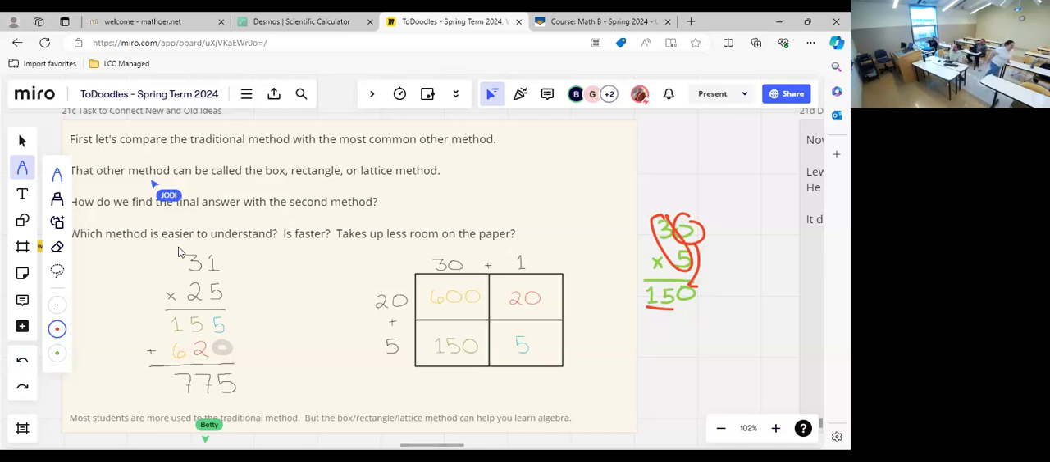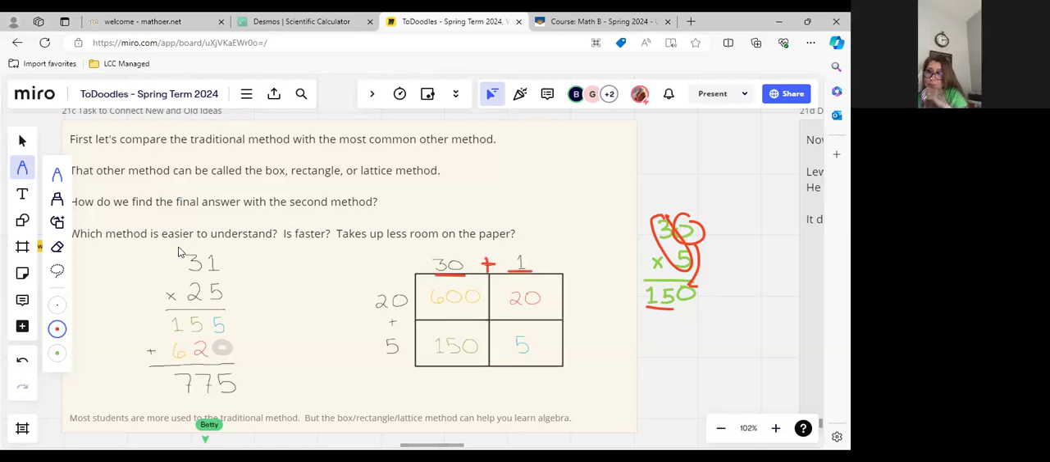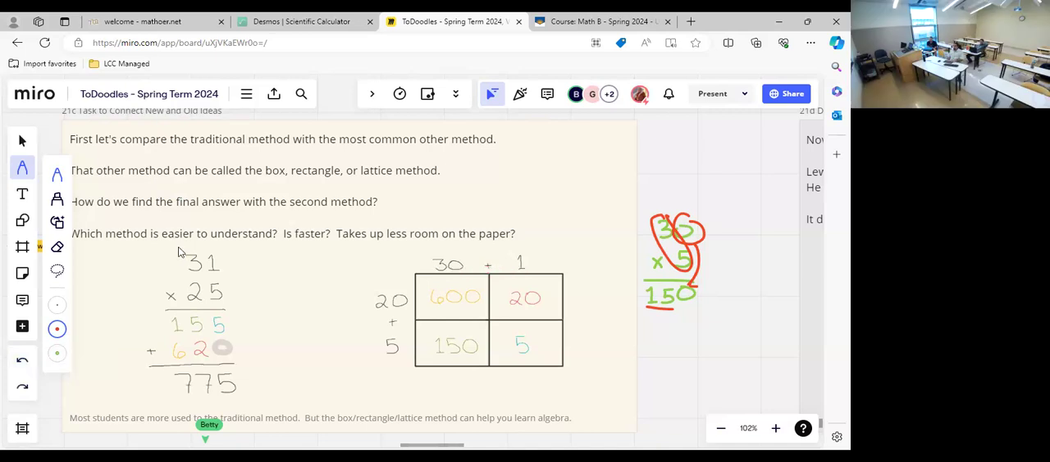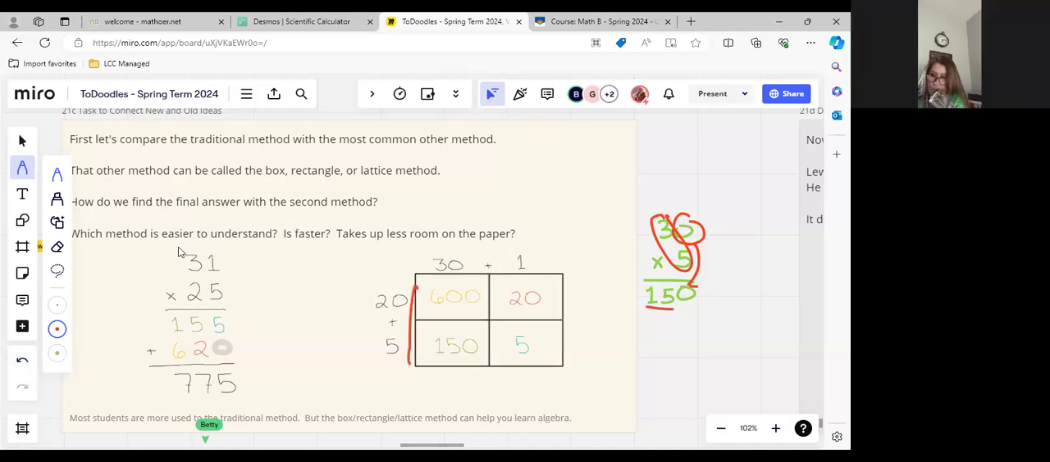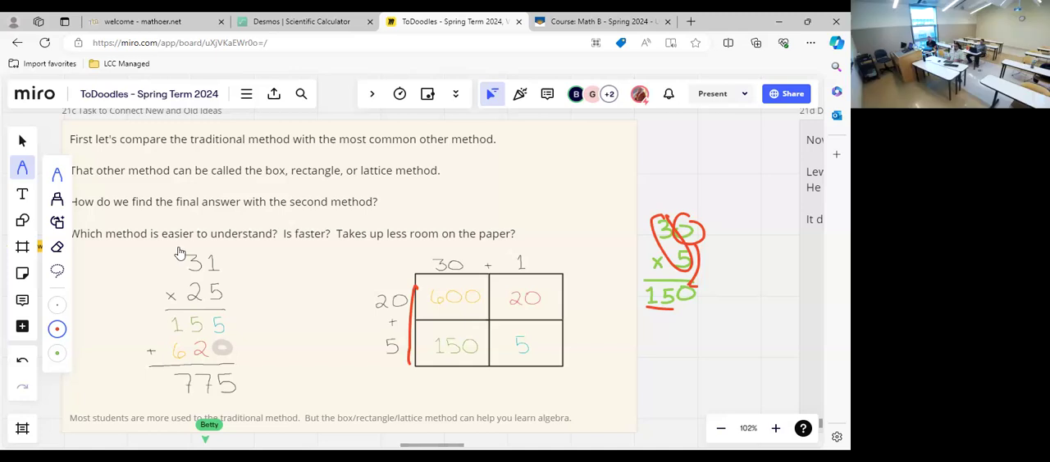Okay. So if you have a kid in school these days, they're learning something different. So what they're learning is this rectangle method. So let's look and see what's happening. They took the 31 and they separated it and wrote it as 30 plus 1 across the top. And they took the 25 and they separated it and wrote it as 20 plus 5 on that side.